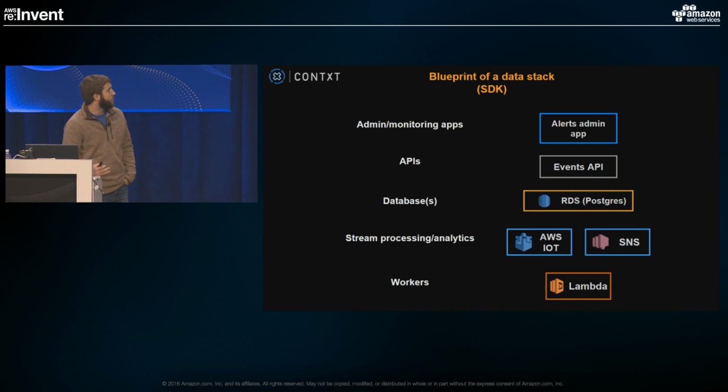So when you're looking at the alerts data stack, it really comes down to this group of technologies. At the bottom, with the workers, you have Lambda. In this case, we use AWS IoT for a lot of the heavy lifting. Use SNS to make delivery a lot easier. We use RDS Postgres for storing the alerts and keeping track of what exactly you need to be alerted of.